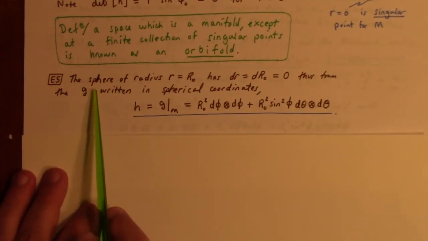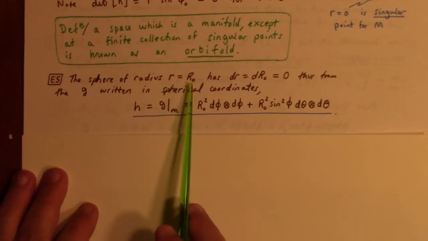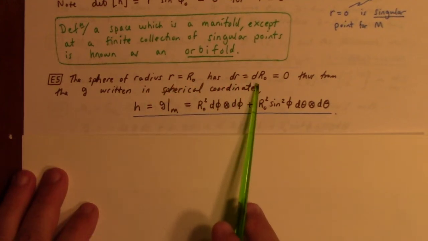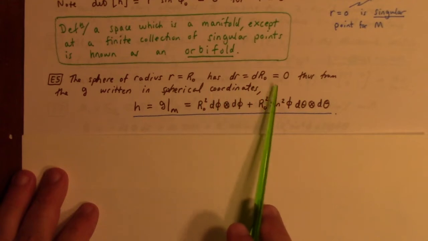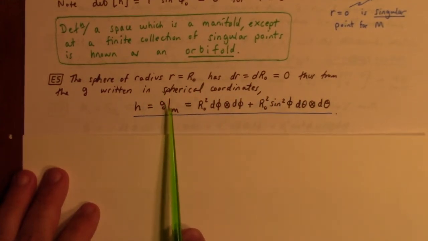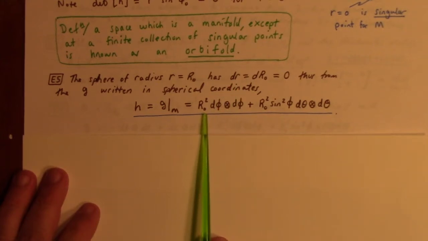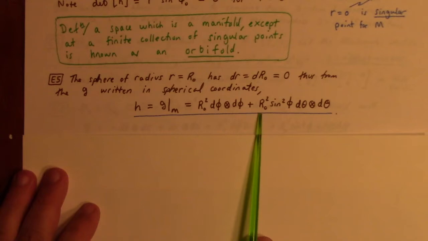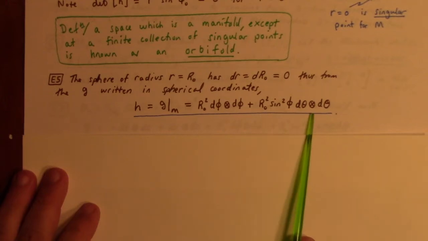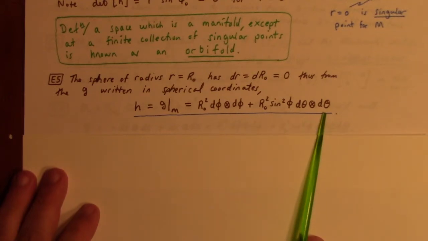Anyway, here we go. Sphere of radius r equal to r naught: here the differential of r is 0, the spherical radius is fixed. By specializing spherical coordinates and freezing out the dr term, you just get r naught squared d phi tensor d phi plus r naught squared sine squared phi d theta tensor d theta.